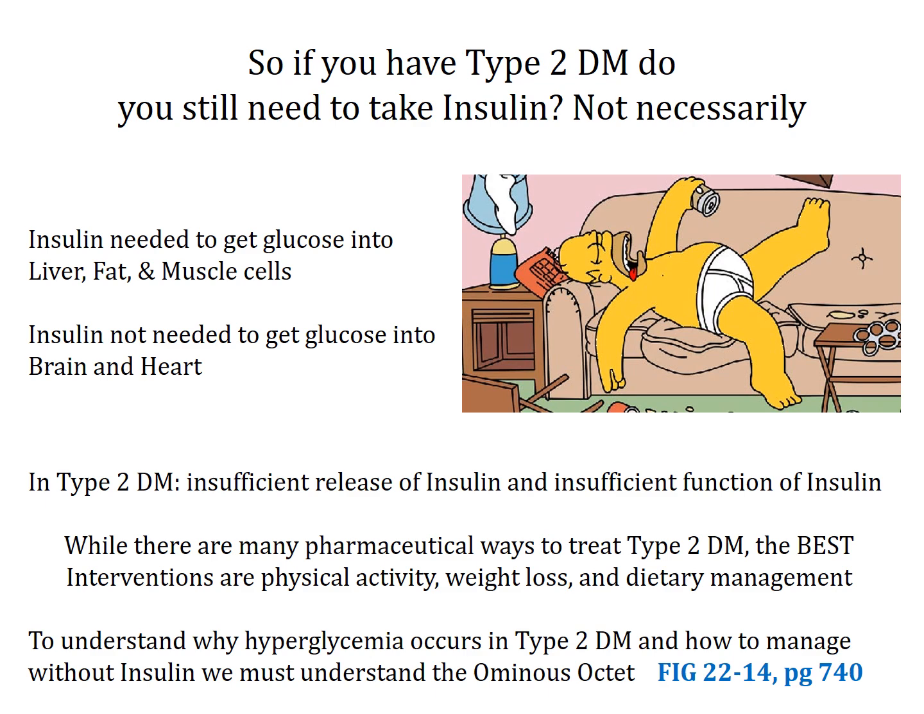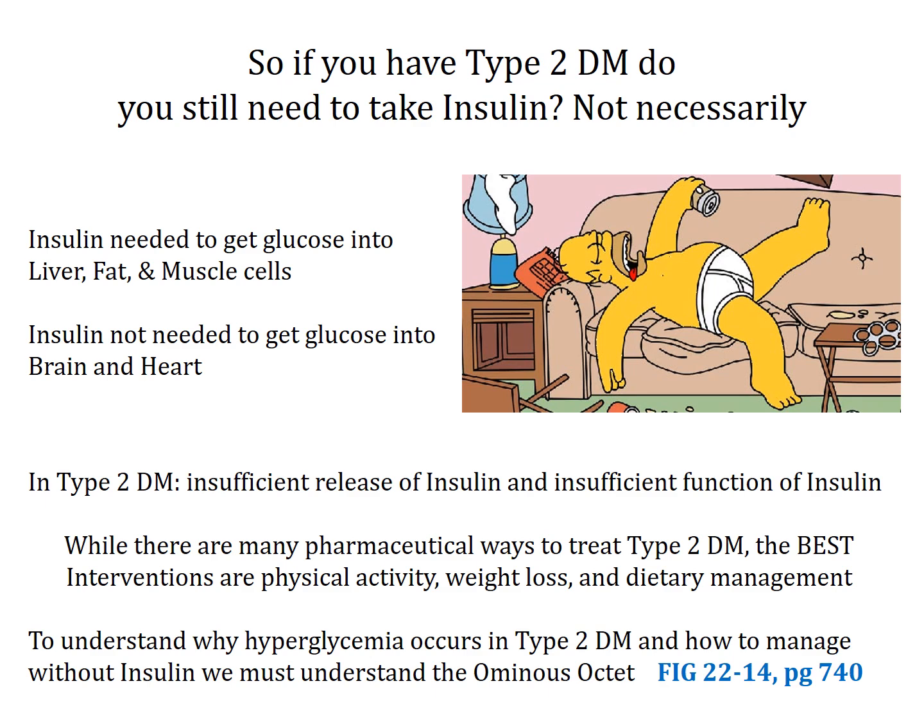Well, to understand type 2 diabetes a little bit better and understand why the drugs work, we have to talk about something called the ominous octet. And you'll find this on page 740, and I'm going to explain it to you in the next slide. Now, the ominous octet is being updated to something called the egregious 11.